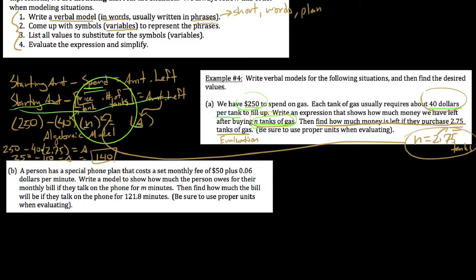And we want to make sure that we label this. So this is $140 remaining after getting 2.75 tanks of gas, and of course I'd write that out as a complete sentence. But for now I'm going to move on to this next example.